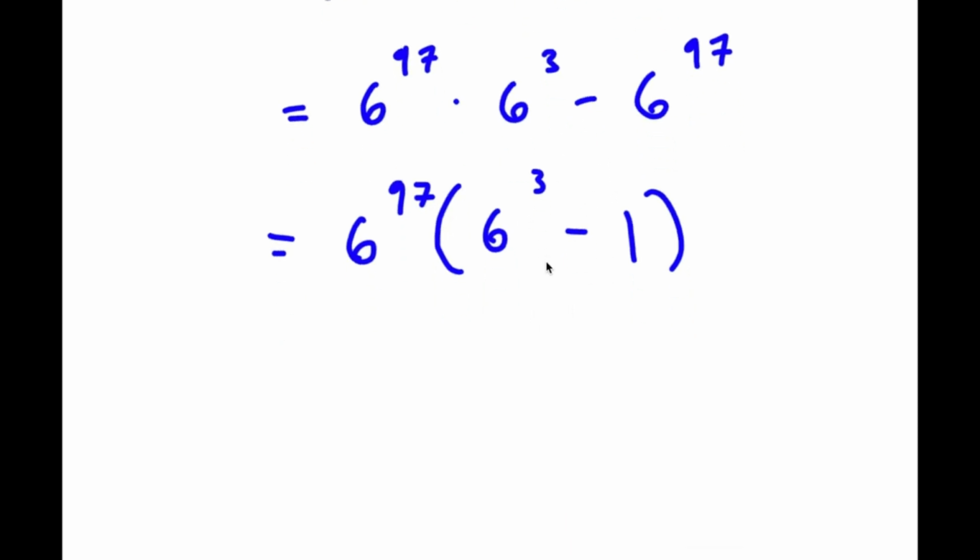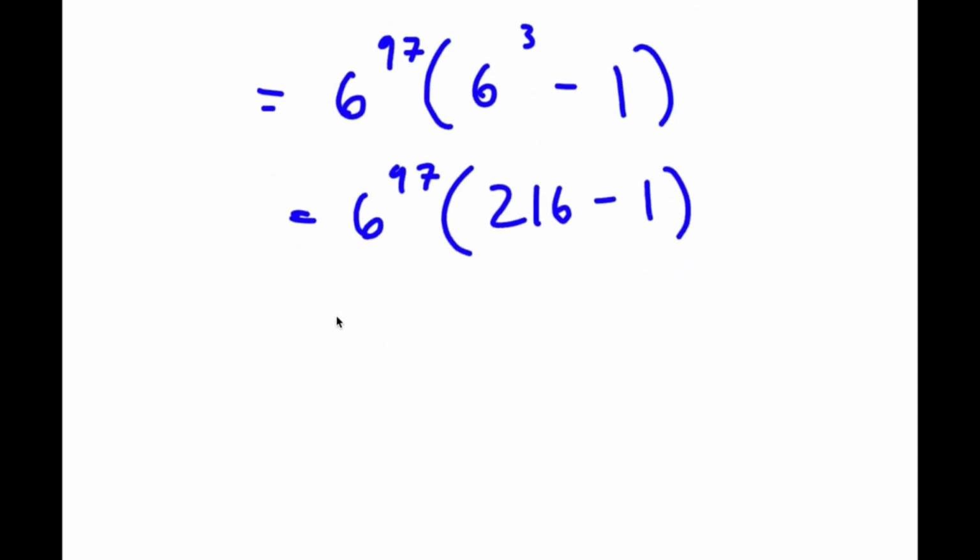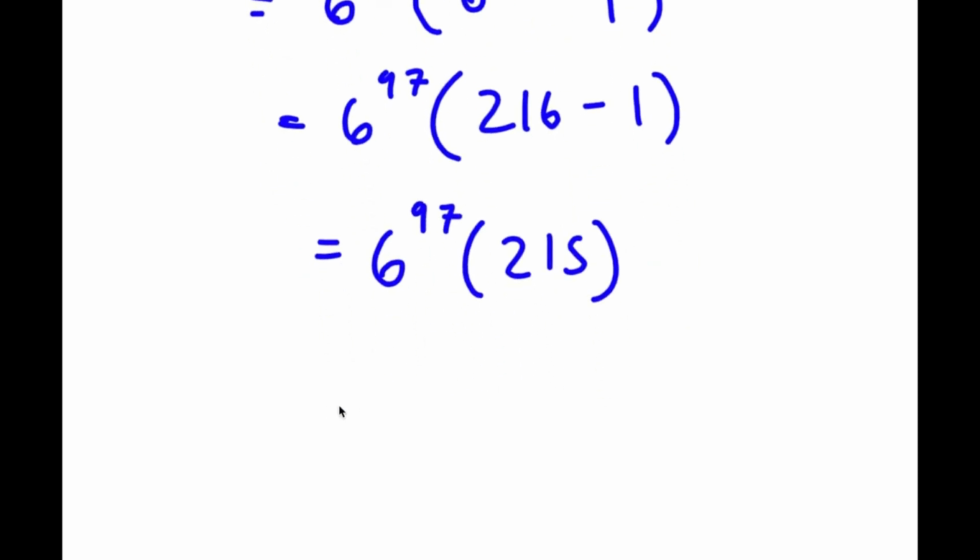And now 6 to the power of 3, well, 6 to the power of 2, that's equal to 36, and 36 times 6, that's equal to 216. So I have 6 to the power of 97 times 216 minus 1. And 216 minus 1, that's equal to 215. So now I have 6 to the power of 97 times 215. So my answer is 6 to the power of 97 times 215.